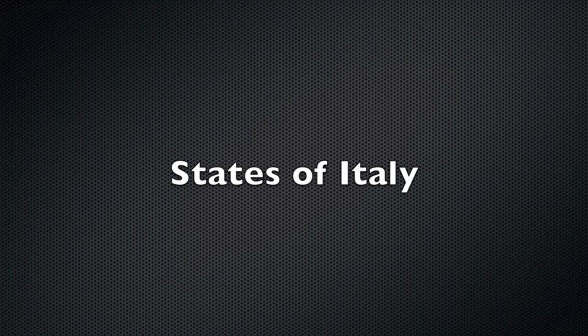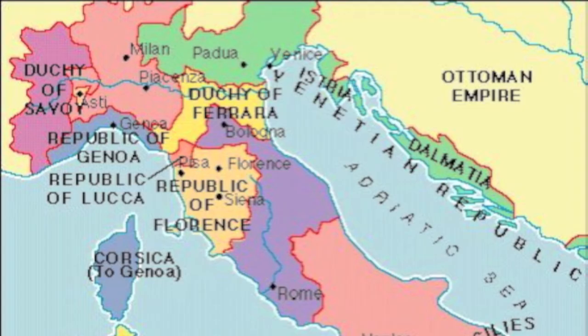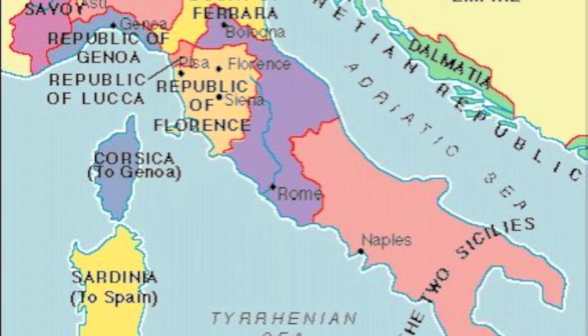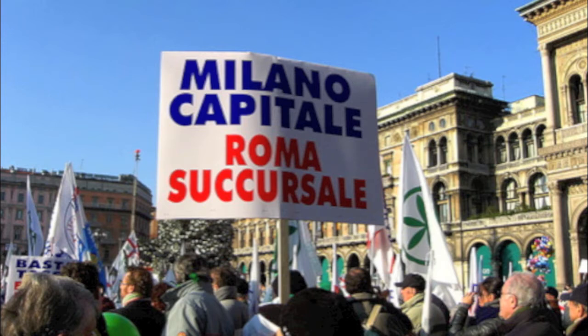States of Italy. Before Italy became a whole country, it was divided into many sections called States of Italy, similar to the states in America. We have Piedmont, Parma, Lombardy, Modena, Venetia, Papal Legations, Romagna, Papal States, Tuscany, Naples, Sicily, Sardinia, and Corsica. Risorgimento stands for resurrection, revival, resurgence, renewal, and so on. It was the idea of recreating Italy, or the return of the former nations.